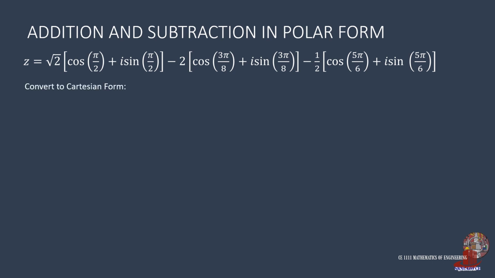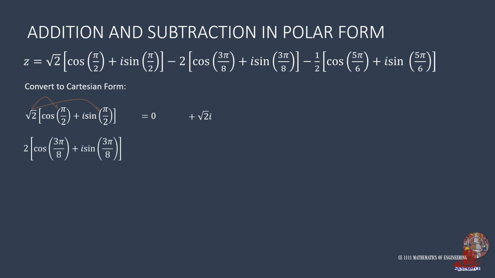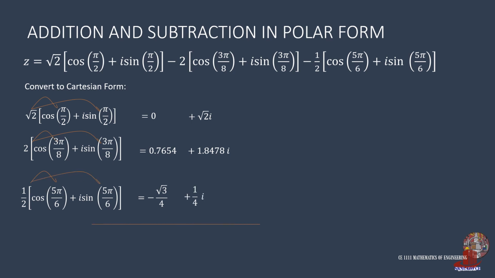Convert all three complex numbers into their Cartesian forms. The first has a real number as root of 2 times cosine of half of pi, giving 0. Its imaginary number is computed as root of 2 times i sine of half of pi, giving root of 2 times i. From the second complex number, compute the real number as 2 times cosine of 3 pi over 8, giving 0.7654. Its imaginary part is twice of i times sine of 3 pi over 8, which becomes positive 1.8478i. The third has a real number taken from half of cosine of 5 pi over 6, which is negative root of 3 over 4. Its imaginary part is half of i times sine of 5 pi over 6, which is a quarter.